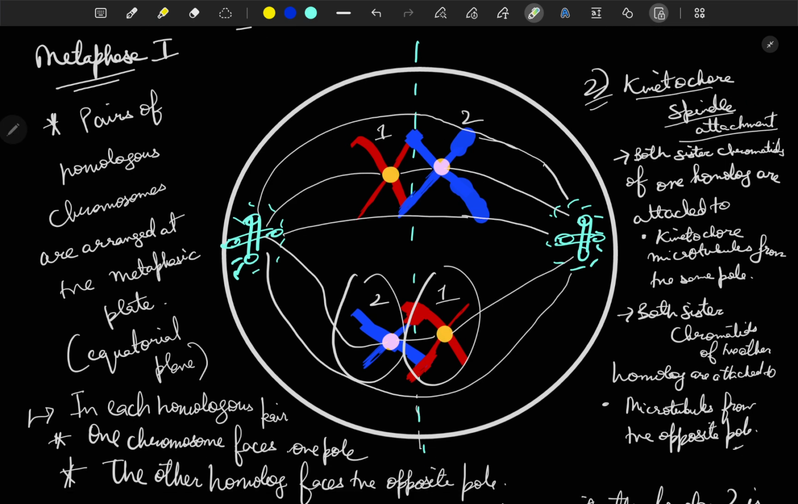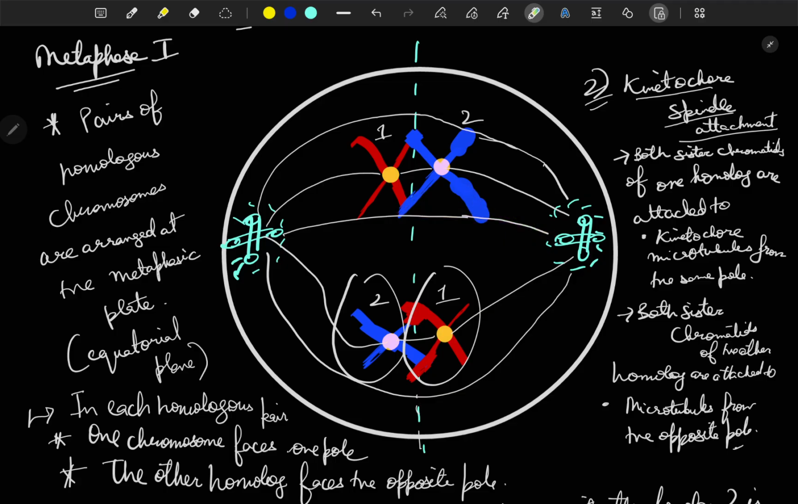In kinetochore placement, you can see that both sister chromatids of one homolog, this sister chromatid and this sister chromatid, this is homolog number one, are connected to kinetochore microtubules from the same pole. See this line, this microtubule is connected to this sister chromatid and this sister chromatid also. And the same for the other side: this sister chromatid and this sister chromatid are connected to this pole via microtubules.